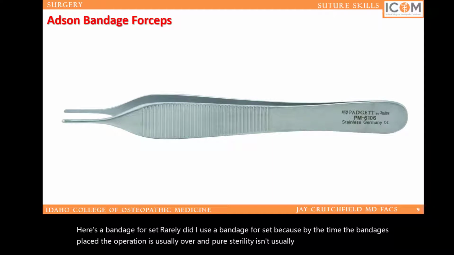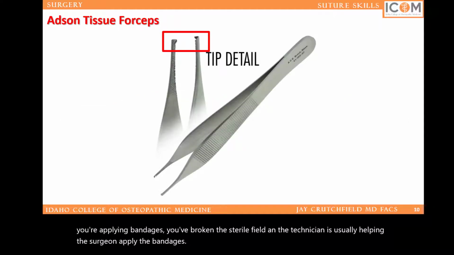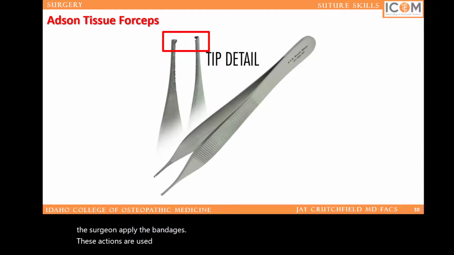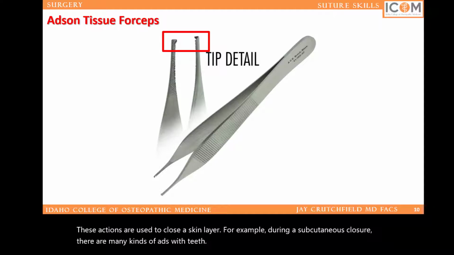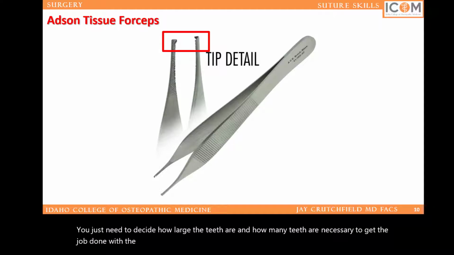By the time you're applying bandages, you've broken the sterile field, and the technician is usually helping the surgeon apply the bandages. These Adsons are used to close a skin layer, for example, during a subcutaneous closure. There are many kinds of Adsons with teeth. You just need to decide how large the teeth are and how many teeth are necessary to get the job done with the least amount of trauma to the tissues.